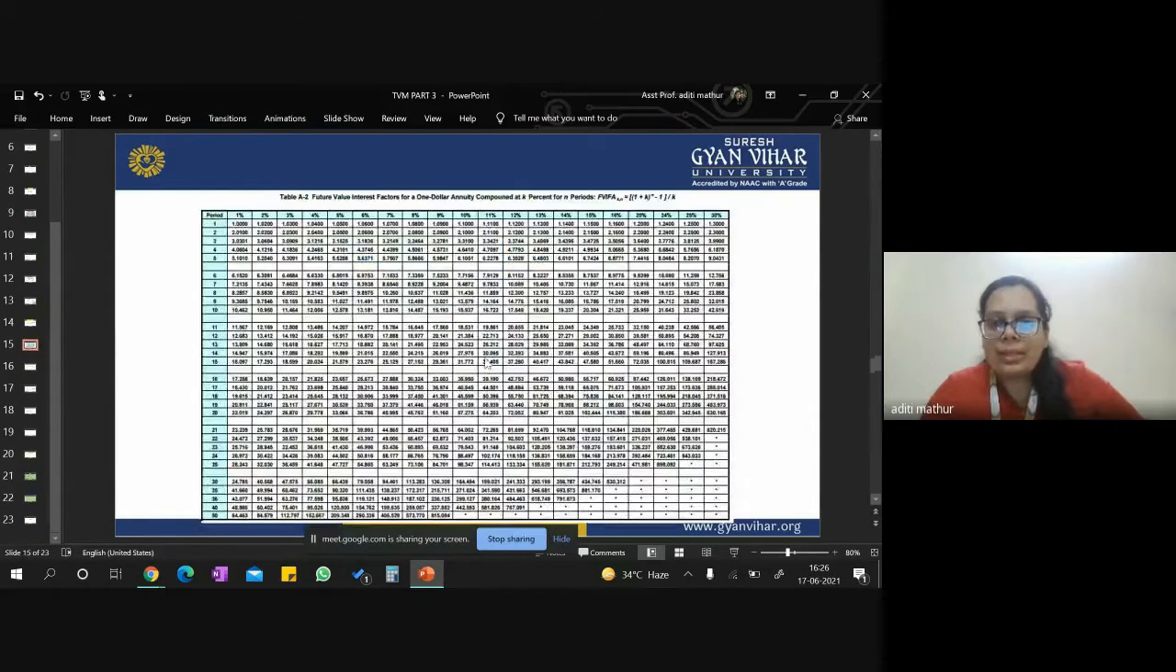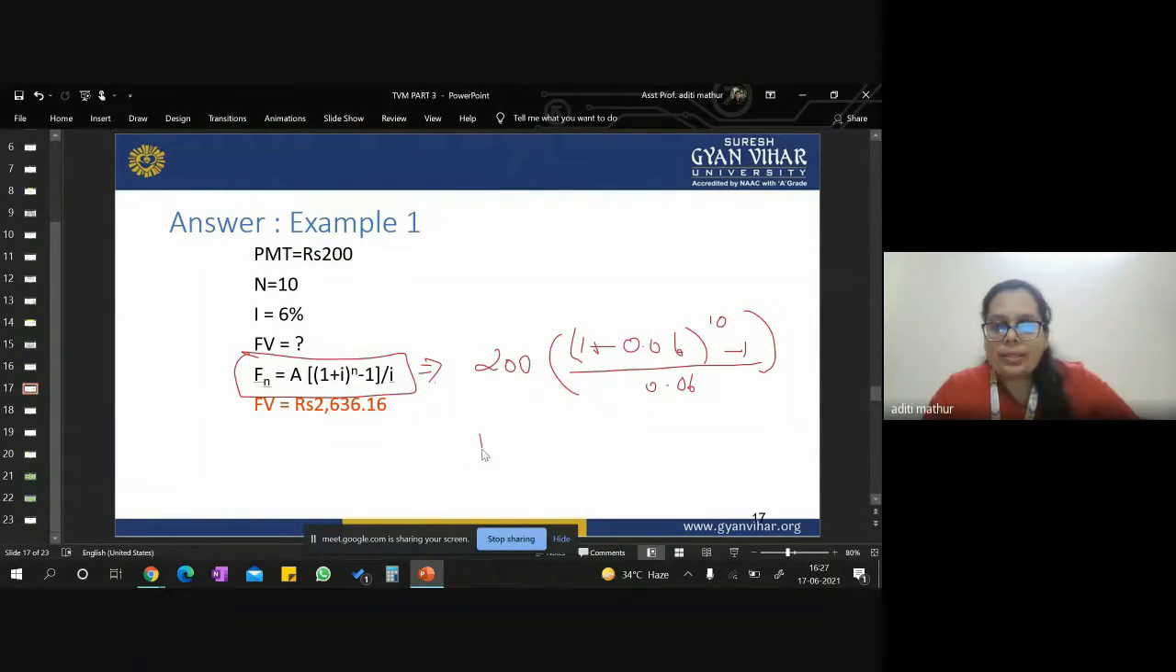So the table is here. It is for 6%, 10 periods. So it is 13.181, right? So it is 13.181 into 200, which will give you this amount. Isn't that easy if you take direct help of the table instead of calculating the figures?